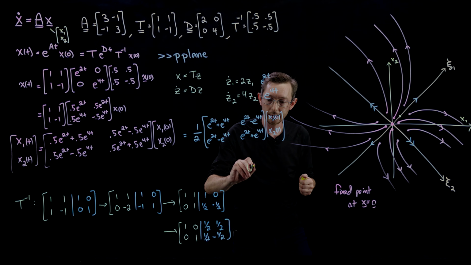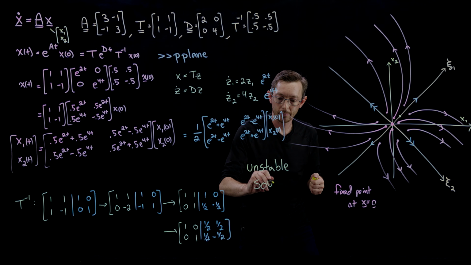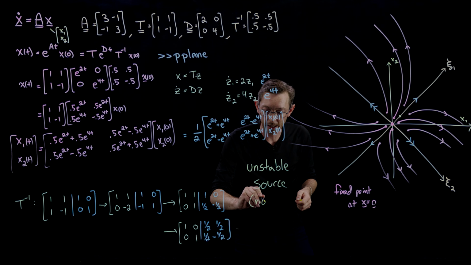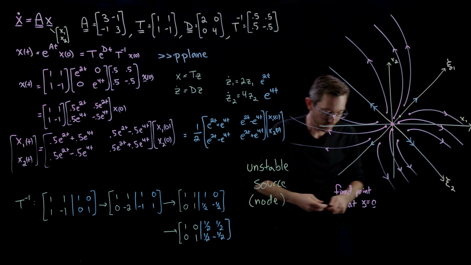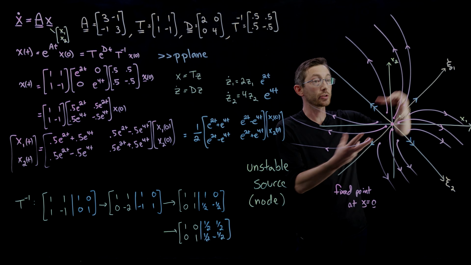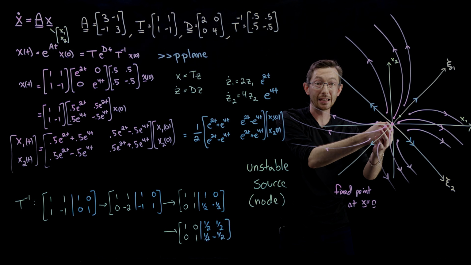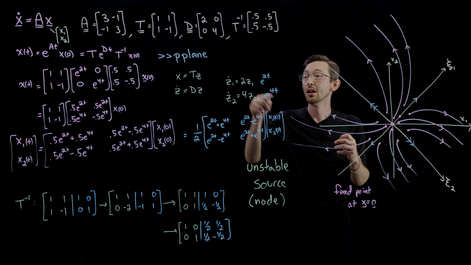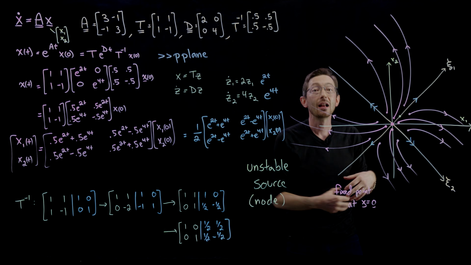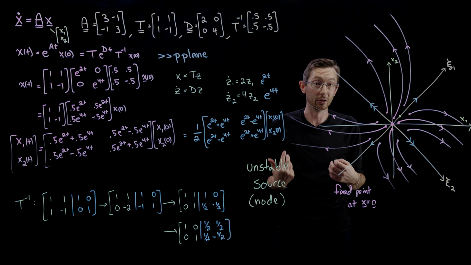This is called an unstable source. It's literally like a source. Sometimes this is called a node in dynamical systems. This is as opposed to something called a sink. If I reversed all of these directions and made these negative eigenvalues, all of these arrows would be pointing in, and I would have stable dynamics, e to the minus 2t, e to the minus 4t, where everything comes in. That would be a stable sink or a stable node.